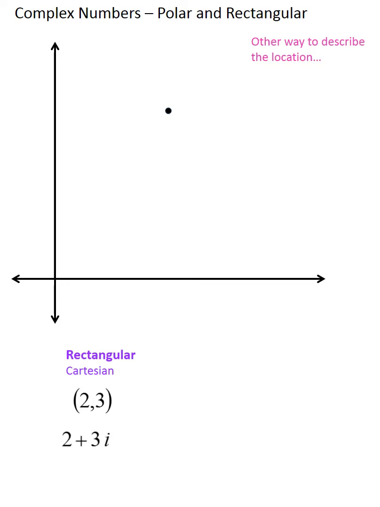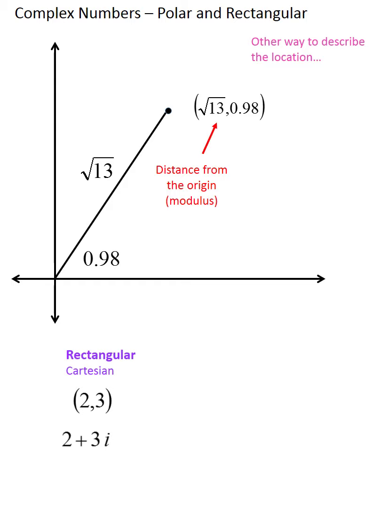What if we knew that we had a point or a complex number, and all we knew about it was how far it was from the origin and its angle, expressed in radians, 0.98? We could express that complex number as an ordered pair, where the distance, or modulus, was the first coordinate, and the angle was the second coordinate. When a point or a complex number is expressed that way, we say that it's in polar or trigonometric form.